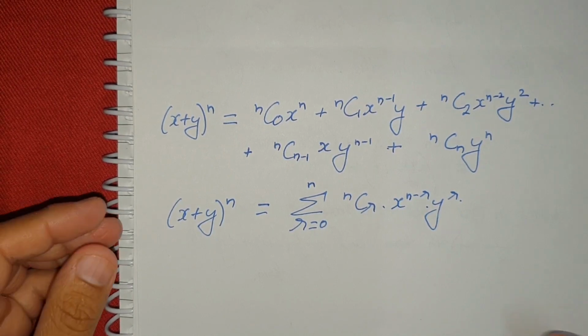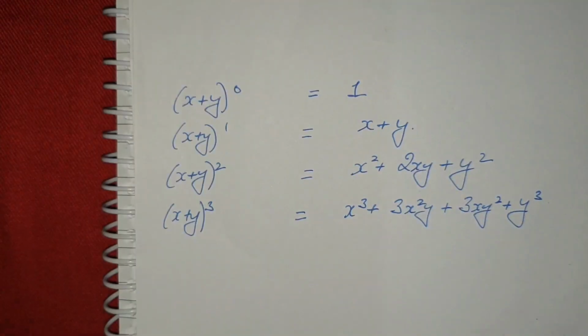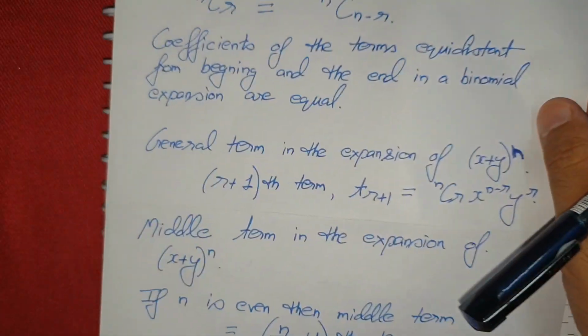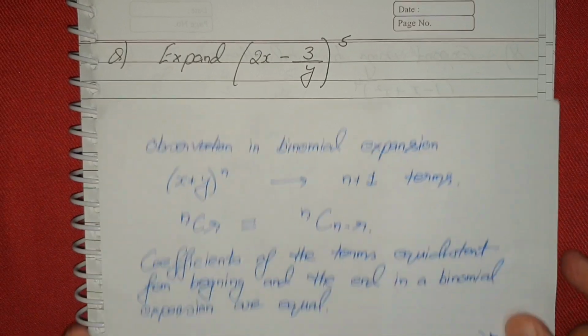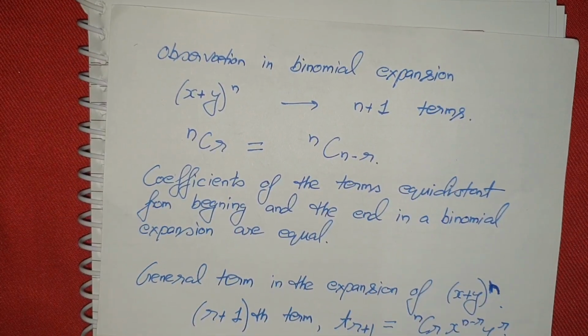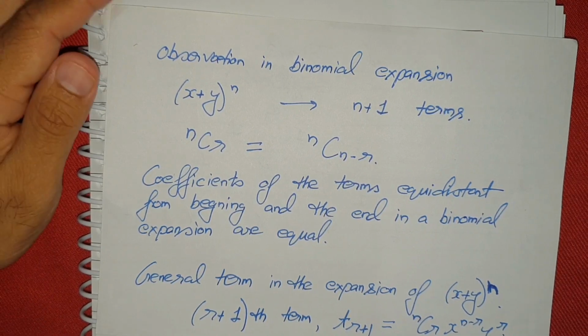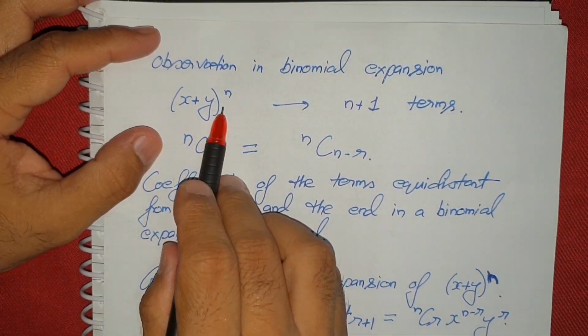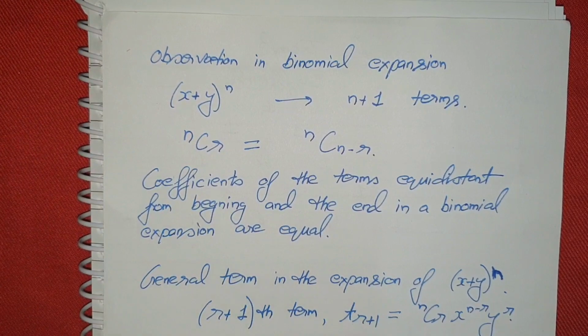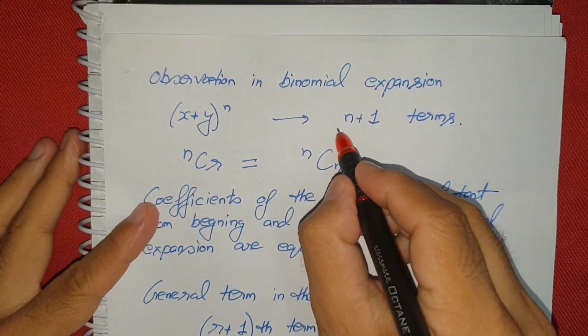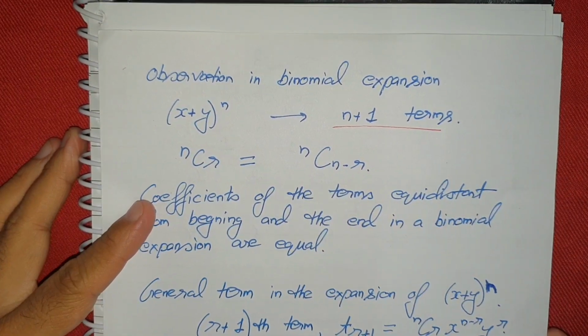Now, there are some observations in the binomial theorem, or the binomial expansion. The first observation is, if you take (x + y)^n, it has a total of n + 1 terms. So, the number of terms is n + 1.